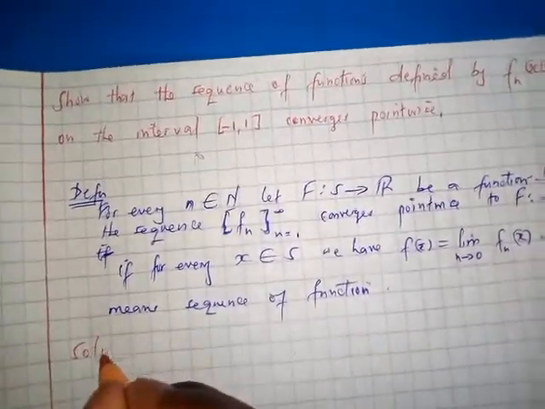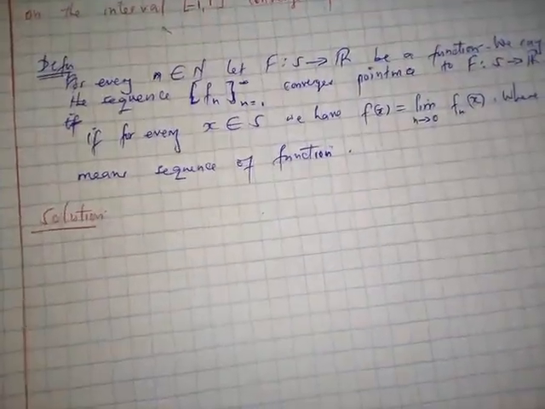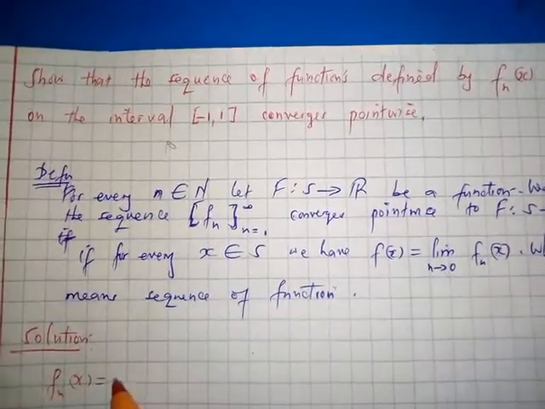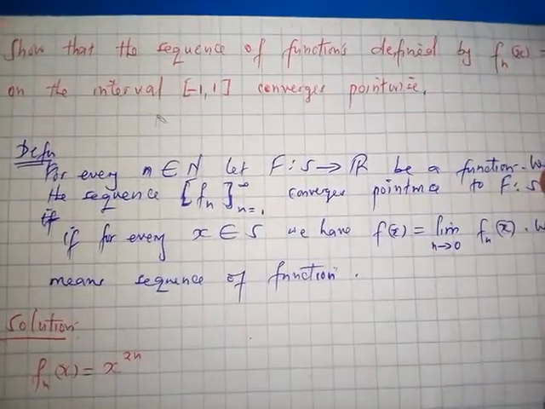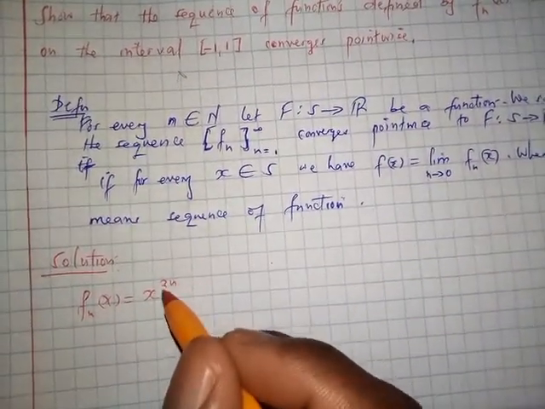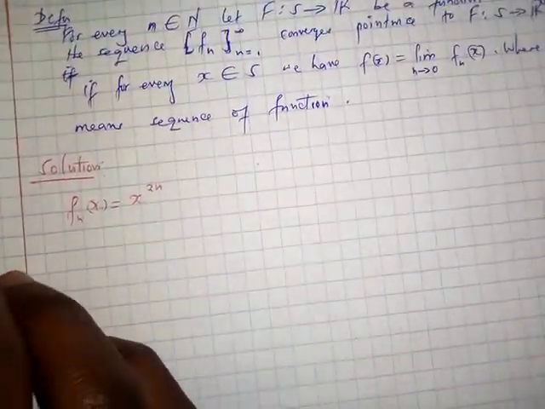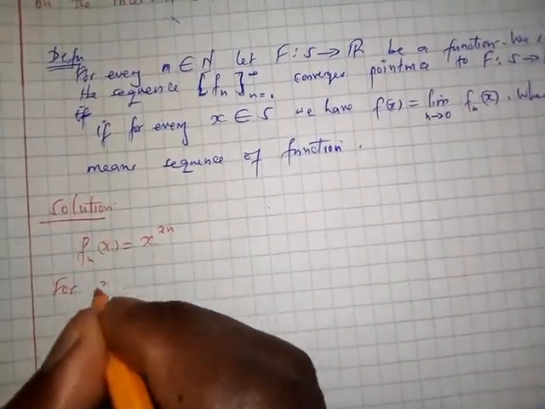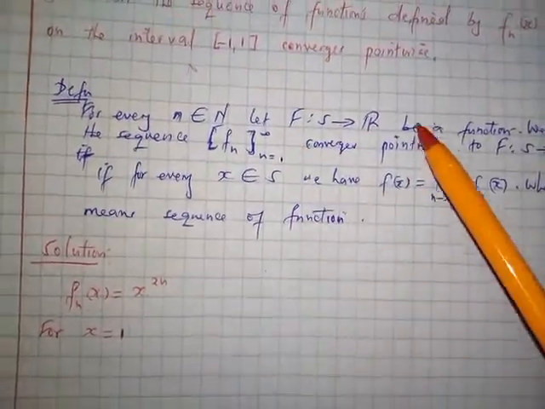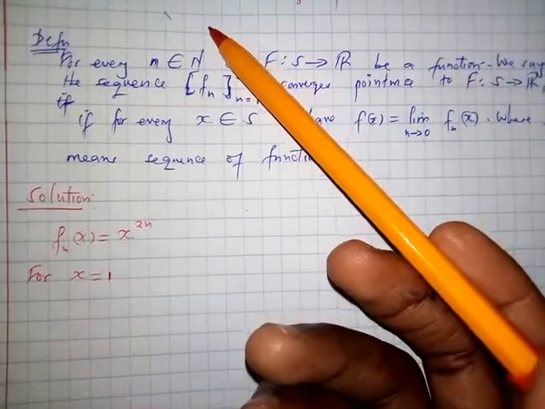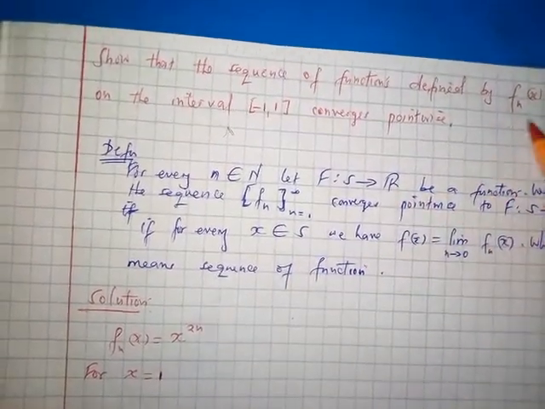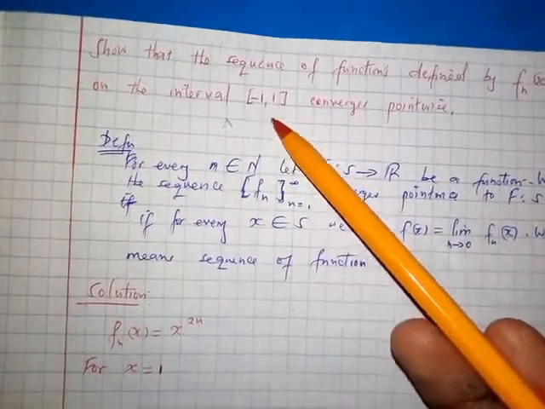So, solution: our f_n(x) is x raised to power 2n. Remember, we shall be plugging in values in the interval -1 to 1 so that we can see if the given function converges pointwise on the given interval.